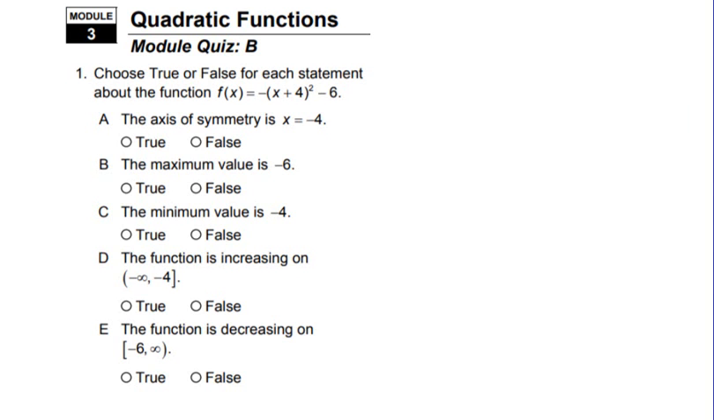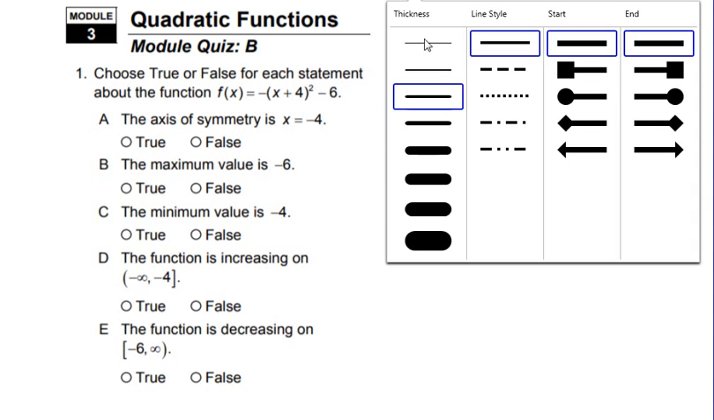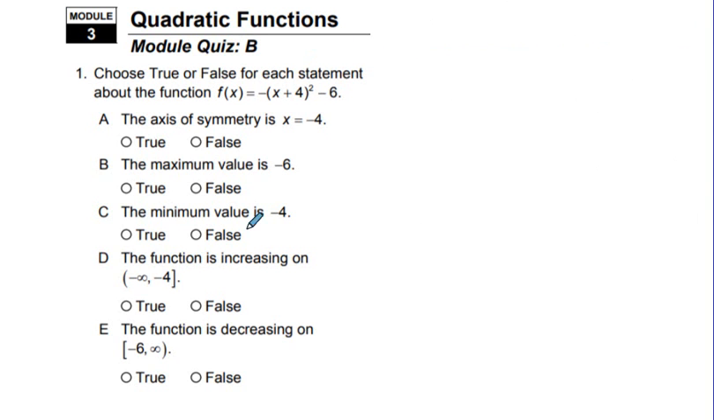There it is. Get the right pen. Okay, so the first thing I would do is graph this function that's in the form, remember, f of x is equal to a times quantity x minus h squared plus k, and in this case h is going to be equal to negative 4, and k is going to be equal to negative 6.